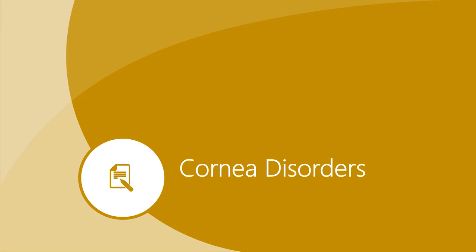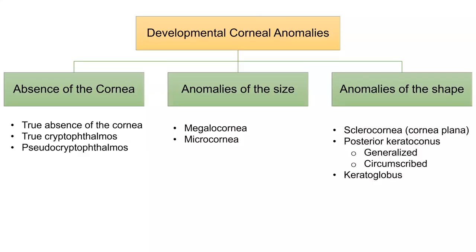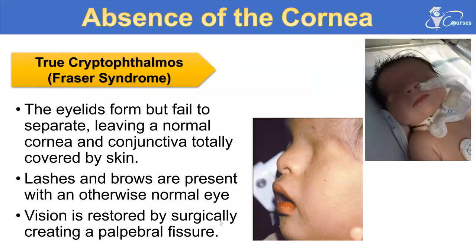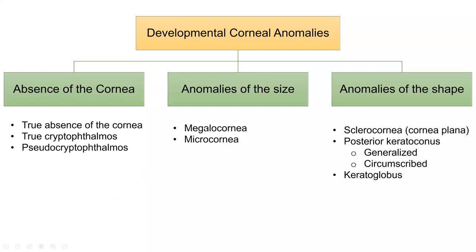Okay, so let's start with the corneal disorders. What kinds of corneal lesions may you expect in a pediatric ophthalmology encounter? You may expect some patients with congenital disorders. So what are these congenital disorders? And first, what is the difference between congenital and developmental?